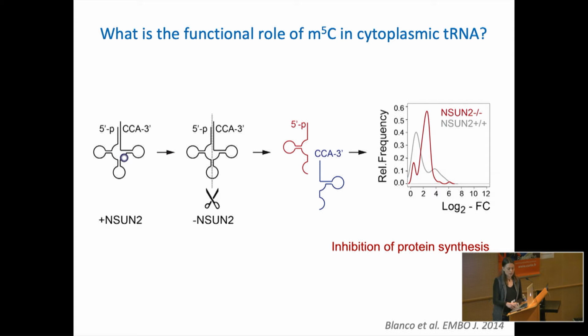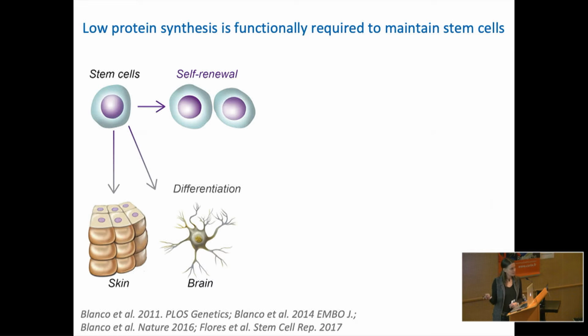The last step goes very close to the heart of my lab. We know the pathway, but why is it important for cells? Why do the cells care to have methylated or unmethylated tRNAs? Here we use stem cells as a model system, and from the many papers we have done in the past, we know that the inhibition by these tRNA fragments, or the low protein synthesis state, is very important and actually functionally required for stem cells. This just shows you an overview of how we did it.